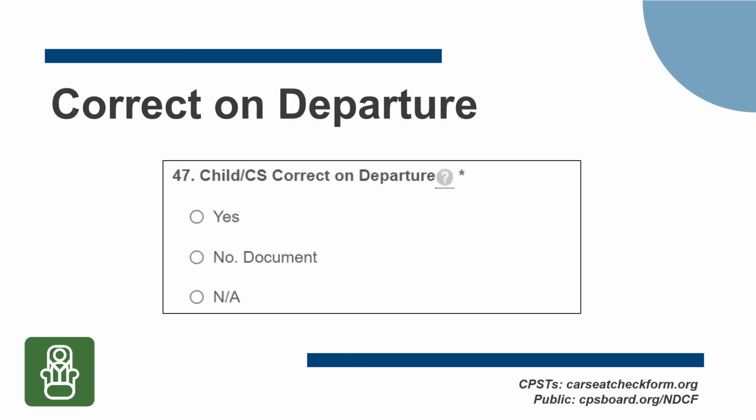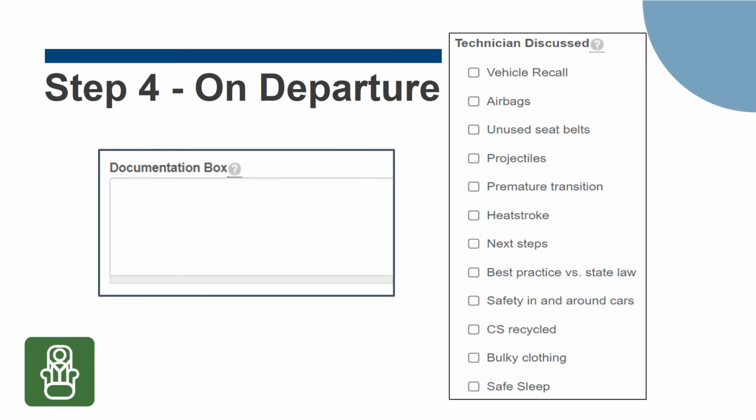Next, you'll want to document that the child was properly secured and the car seat was properly installed on departure. If there were issues or concerns with the installation or the securement of the child in the car seat, select No and enter in information in the documentation box. The documentation box is an open text field and provides you with an opportunity to describe in detail additional information that was not previously collected in the form.